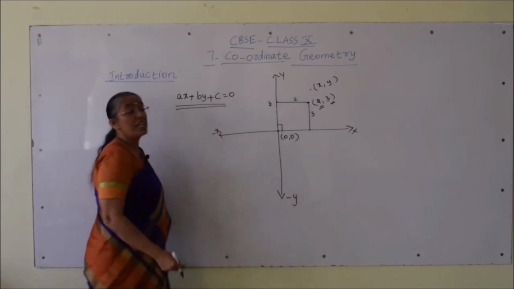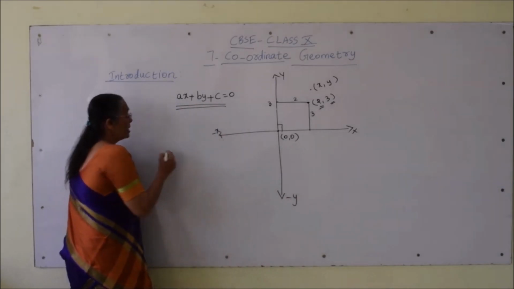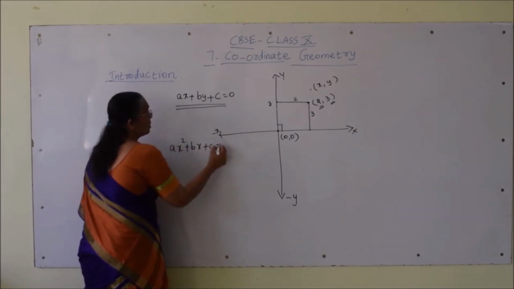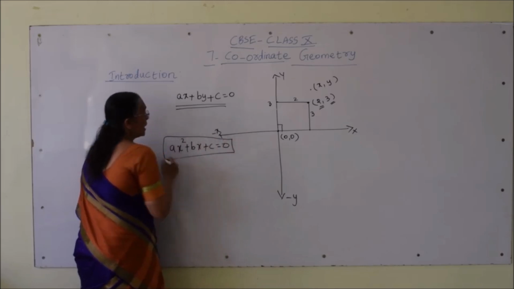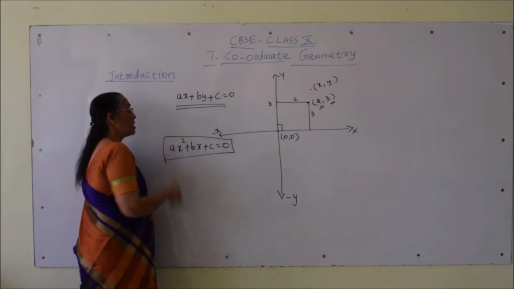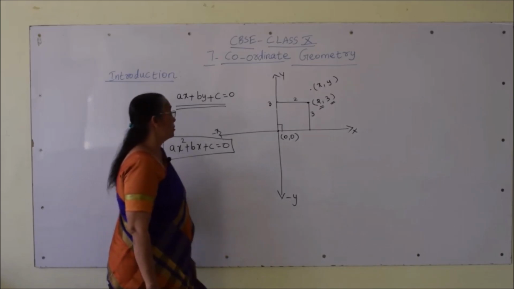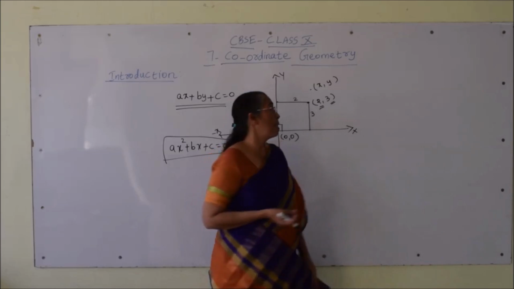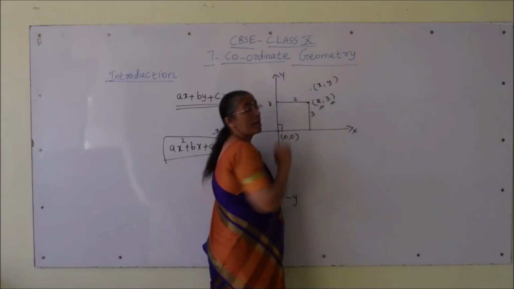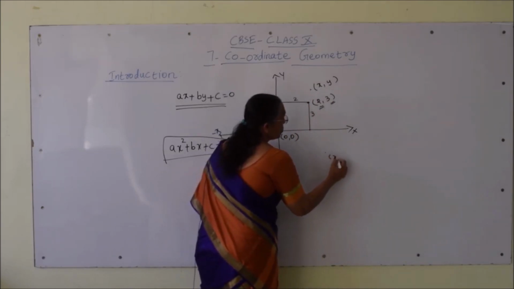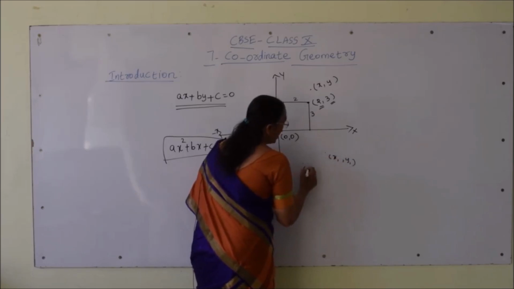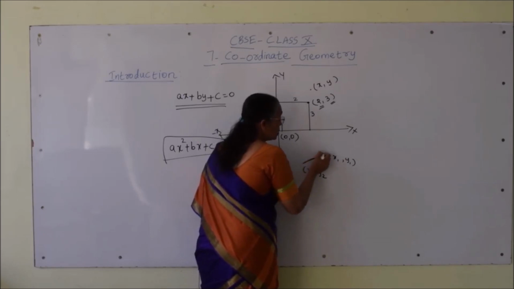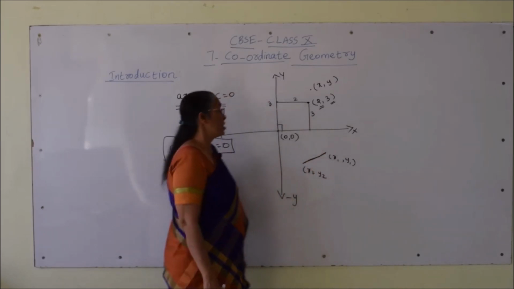The linear equation in two variables represents a straight line, and ax square plus bx plus c is equal to 0 is a second degree equation in one variable. This represents a curve, and in this chapter we are going to discuss the distance between 2 points. Suppose the points are x1, y1 and another point is x2, y2. Then how can we find the distance between these 2 points with the help of coordinate geometry?